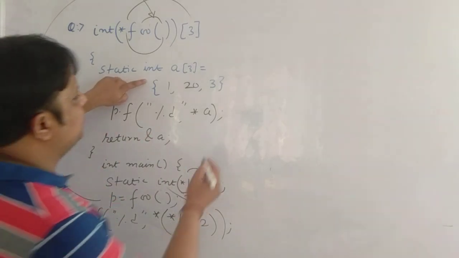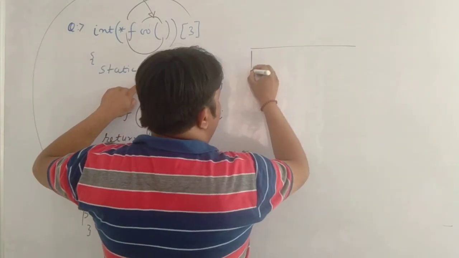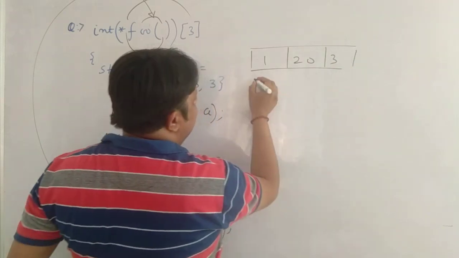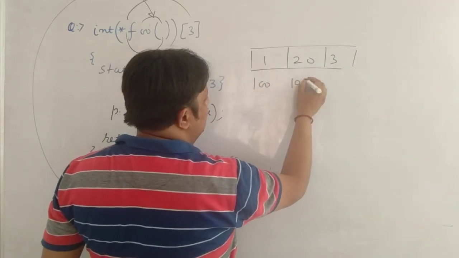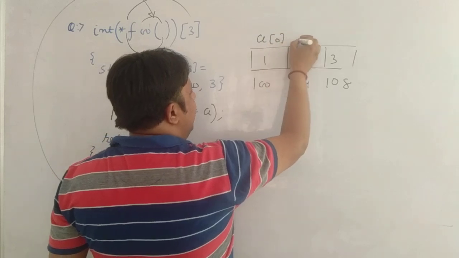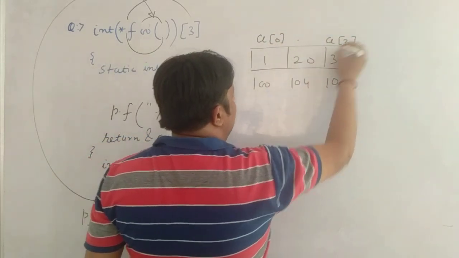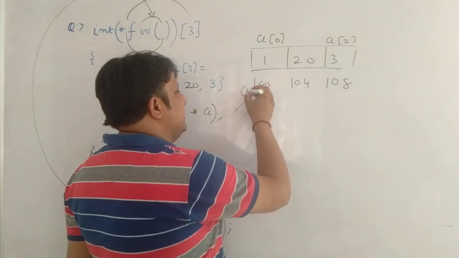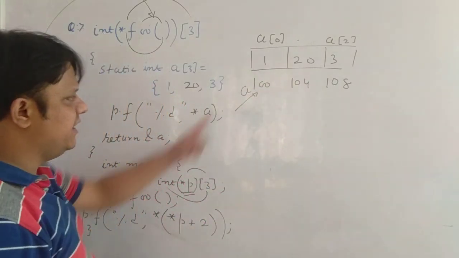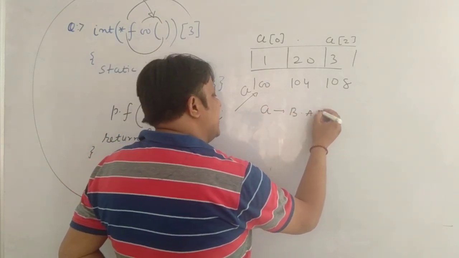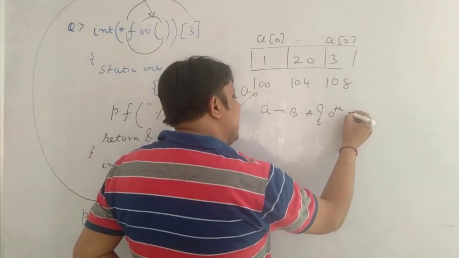Now let's suppose we have an array having elements 1, 20 and 3, and let's suppose the base address starts from 100. This is 104 and this is 108. This is your A0, A1 and this is your A2. And if I say A, it is nothing but the name of the array, which means the base address of the 0th element of the array. I have told you so many times. A is your base address of the 0th element.